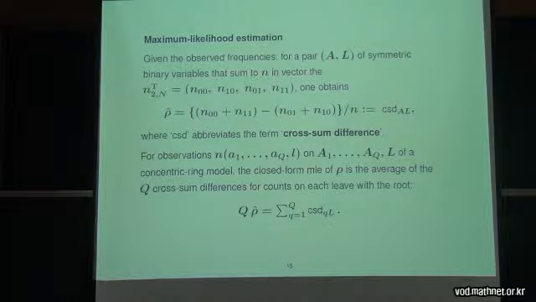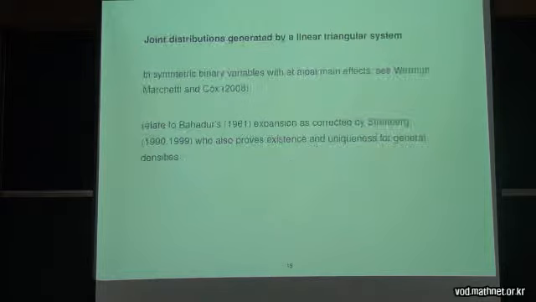Okay. So this was the latest model that we have been developing, and as I told you, it's not yet published. We haven't even submitted it. So the joint distribution, more generally, of binary variables that are symmetric, we have studied in a bit more detail. It's more general than the star graph. It can be any directed graph or even joint response graph.